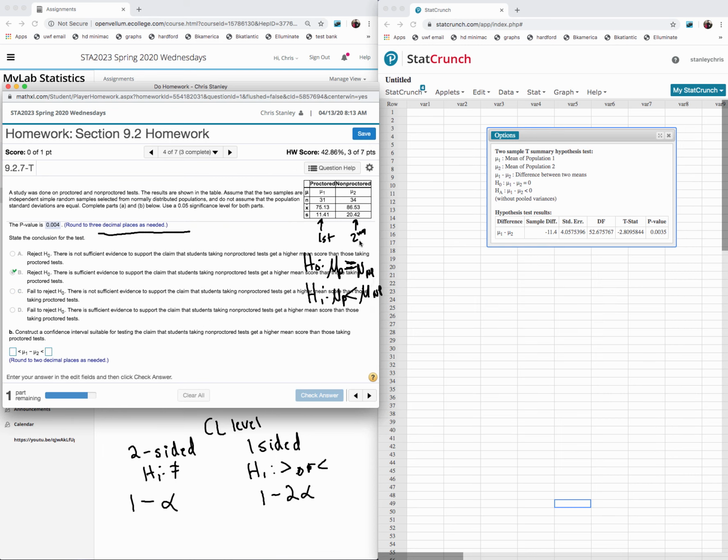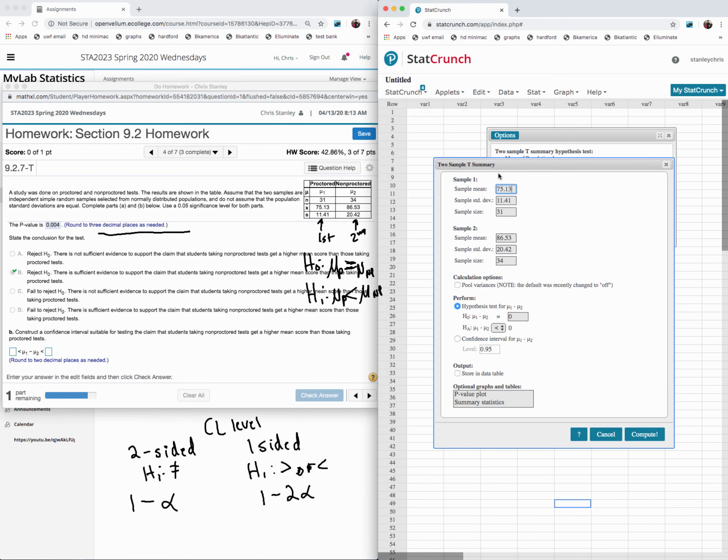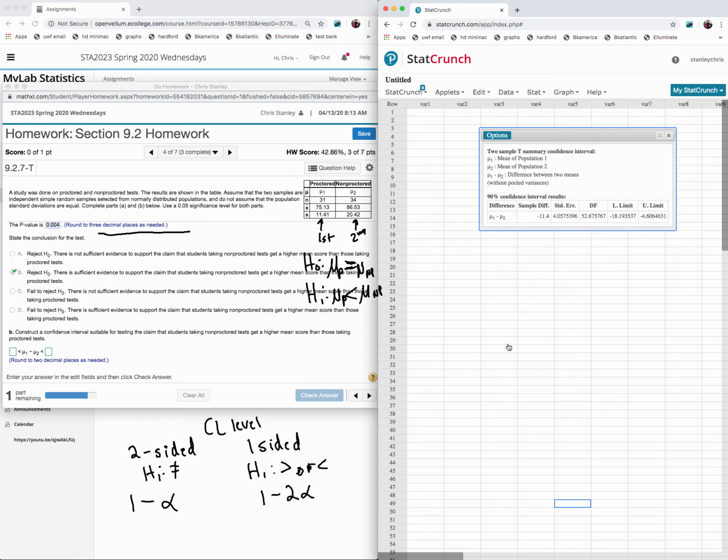Okay, follow up. This is going to be the same alpha as the last problem. This is a one-sided test. So if you look over here, we're using this formula, 1 minus 2 times alpha, that's 5%. 2 times 5% is 10%. 1 minus 0.1 is 0.9. So I put the 0.9 in there. Here's my intervals.